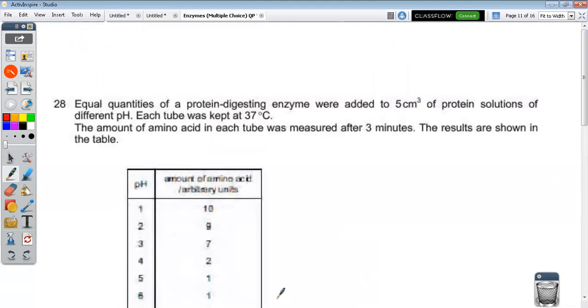Equal quantities of protein digesting enzymes were added to 5 cubic centimeters of protein solutions of different pH. Each tube was kept at 37. The amount of amino acid in each test tube was measured after 3 minutes. The results are shown in the table.